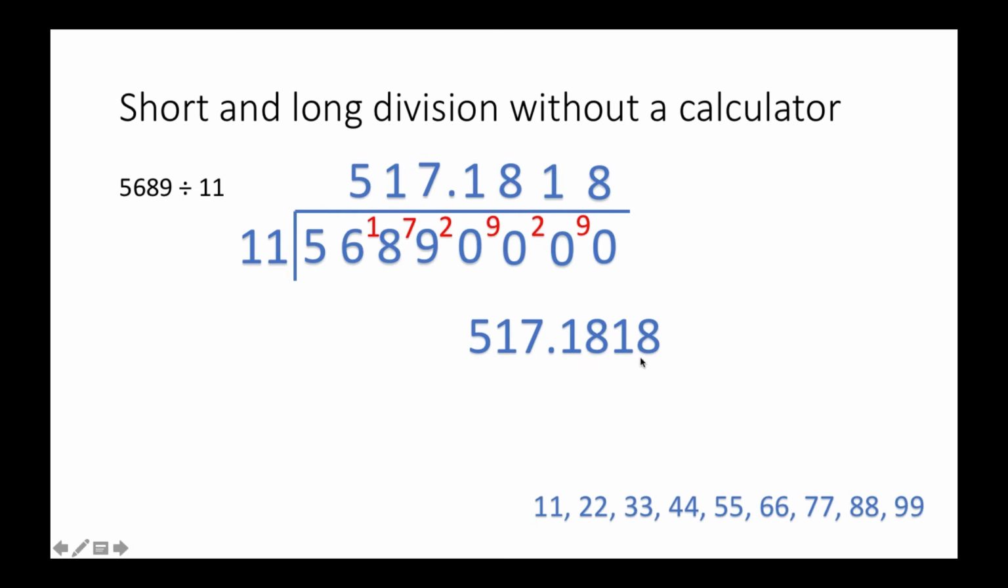And to show that that's going to go on and on and on, I'm going to put 2 dots above the 1 and above the 8, because it shows that that 18 will carry on and on and on. Okay, you could also have just written it 517.18 and put the dots here. You didn't have to have 2. Okay, so I hope that makes sense.